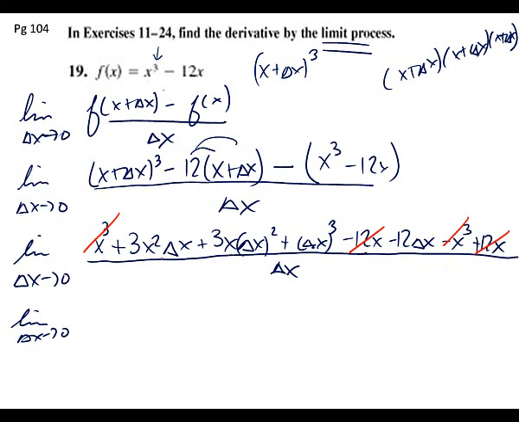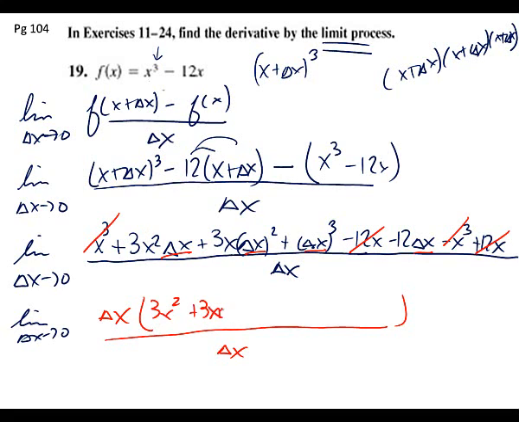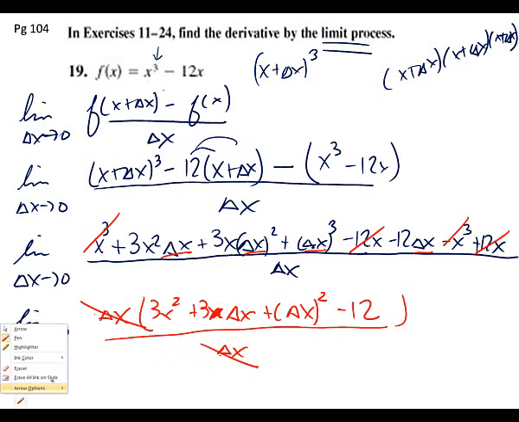Looking at what's left, what can I factor out? I'm going to take out a delta x. I'm not worried about a 3, since there's no 3 in front of this one, so I couldn't take it out anyway. Our goal is to get rid of the delta x. I'm left with 3x squared plus 3x delta x plus delta x squared minus 12. What happens with these delta x's? They cancel. And then I am plugging 0 in for my delta x's.